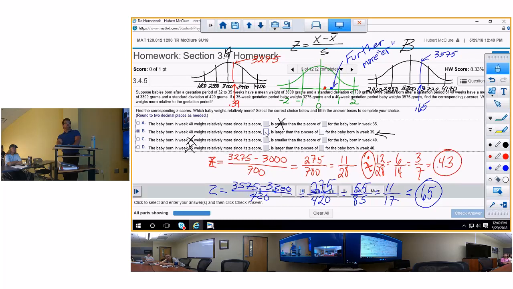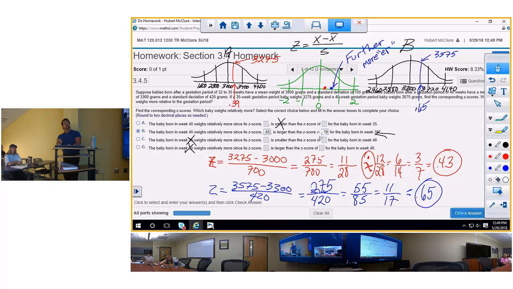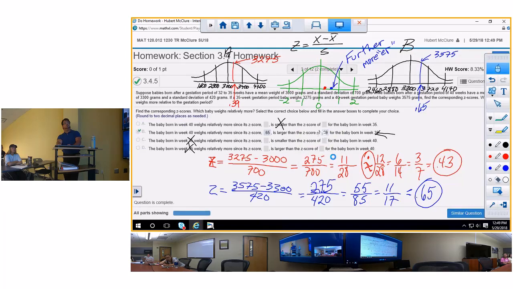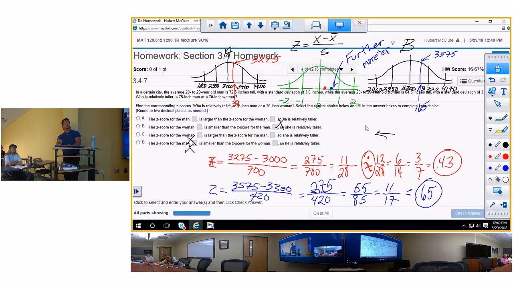And this z-score 0.65. Y'all check, make sure I'm punching in the right numbers. Is 0.39, and we feel good about ourselves. All right, now y'all try this one.